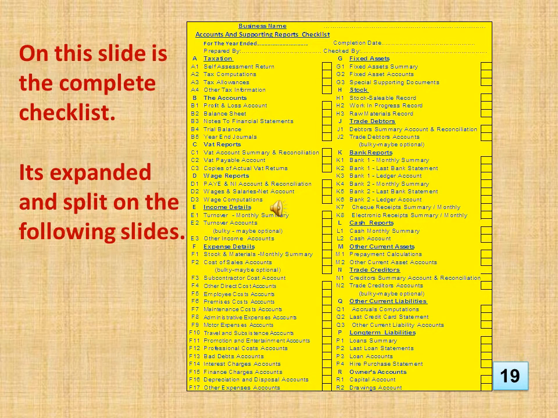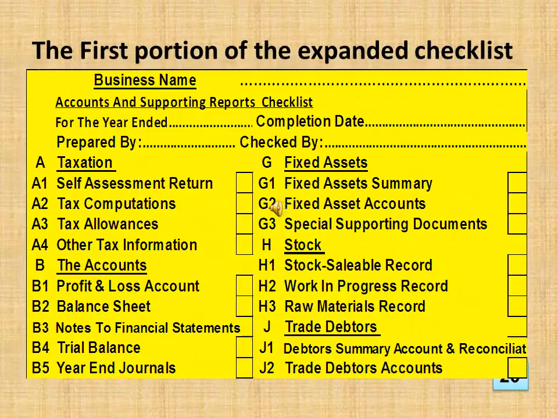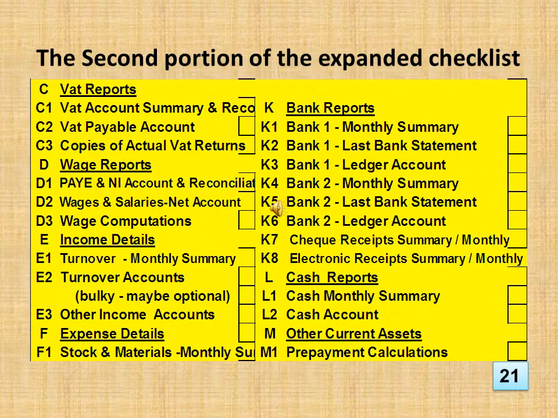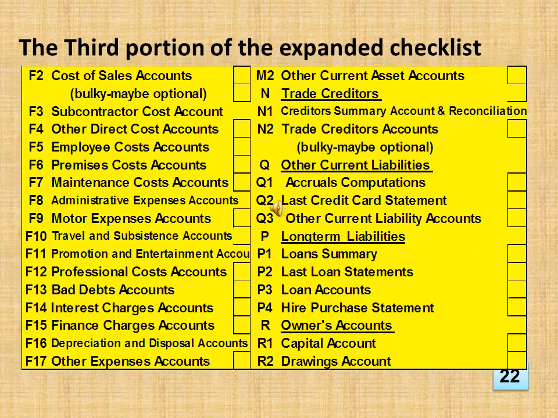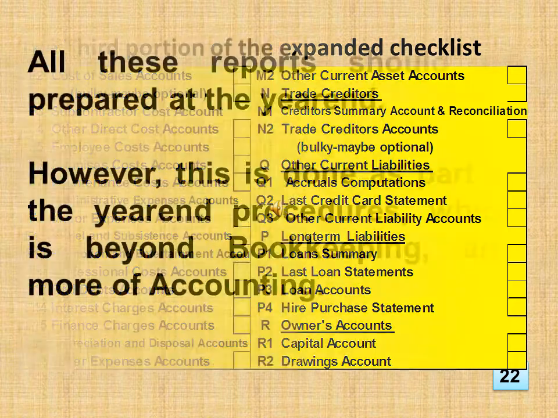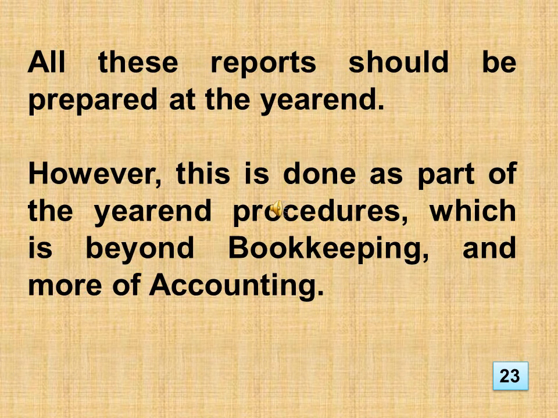On this slide is the complete checklist. It's expanded and split on the following slides. The first portion of the expanded checklist. The second portion of the expanded checklist. The third portion of the expanded checklist. All these reports should be prepared at the year-end. However, this is done as part of the year-end procedures, which is beyond bookkeeping and more of accounting.